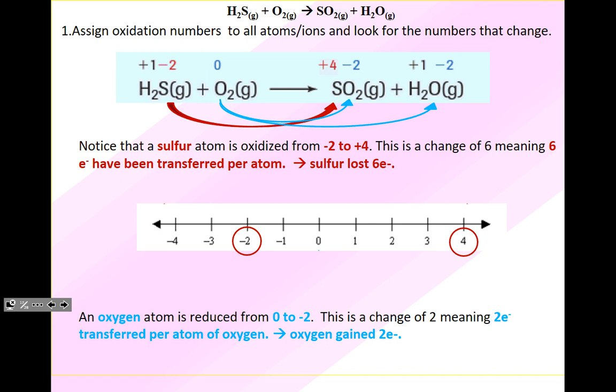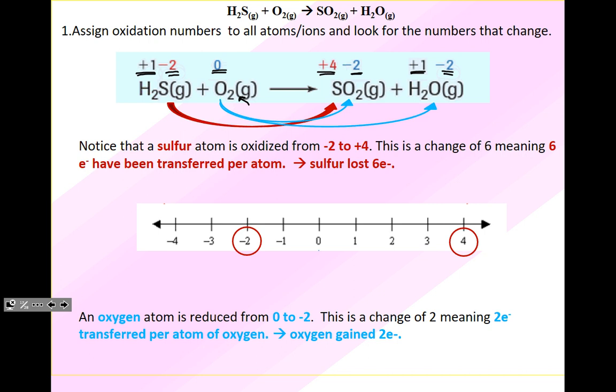So let's go ahead and do that. The first step, step number 1, you're going to assign oxidation numbers to all the atoms and ions and look for the numbers that change. Okay, cool. So here we went ahead and assigned oxidation numbers. Remember, elements have an oxidation number of 0. Here's some more oxidation numbers, and now we're going to take a look at the change.